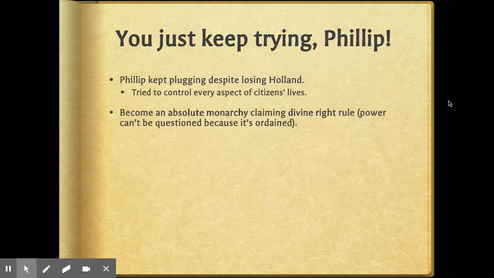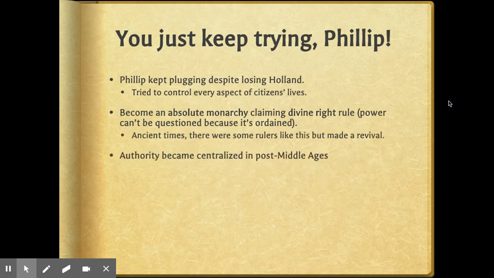Now that doesn't mean Philip's happy about it, right? Philip is devastated at this point. His armada's been defeated. He kept losing. Now he lost Holland, but he became more and more of a tyrant. He's like, everybody's questioning my rule. Well, I'm sick of it. You can't question me. And so he proclaimed himself to be an absolute monarch with divine right rule. Basically, he says, look, guys, stop arguing with me. I'm the king because my blood's holy. And God made me king. And you can't argue with God, so don't argue with me. That doesn't work so well.